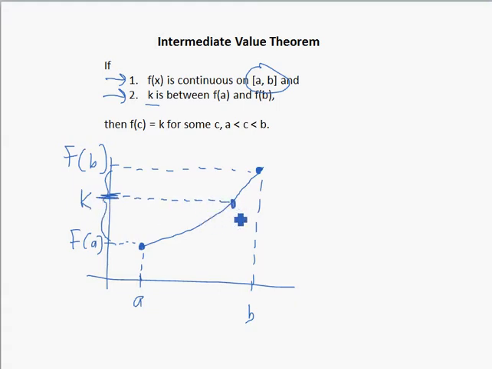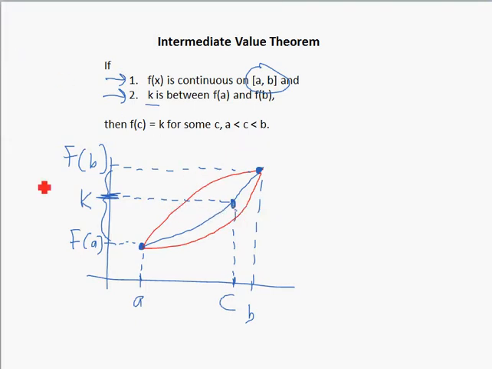They make it look a little bit more complicated. They say there's some value c. Let me make it a little bit bigger. That looks hideous. Let's try that again. There we go. So there's some value c where if you take the function at c, you get k, for any value k you choose between f of a and f of b. That's it. And f of x can be any kind of function you want. As long as it's continuous, you can see that it's going to eventually hit k right there.